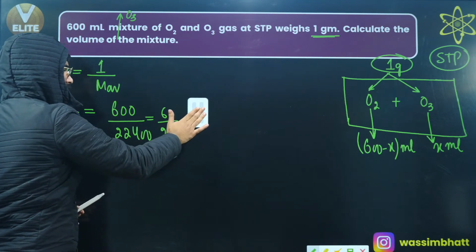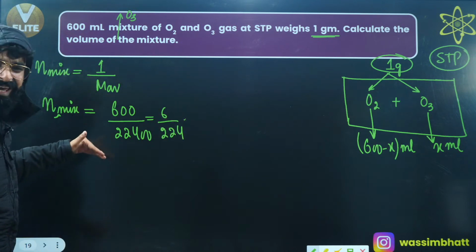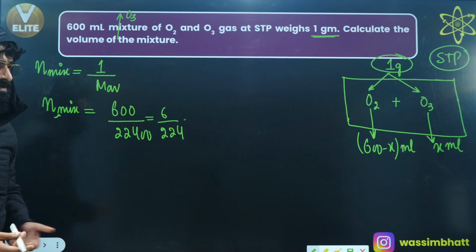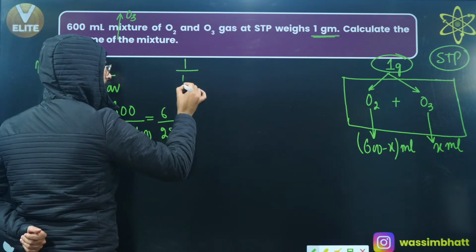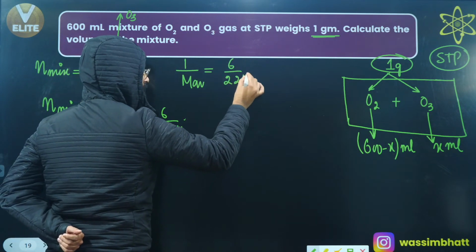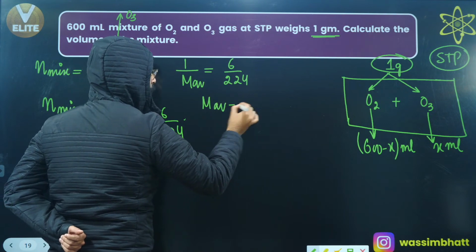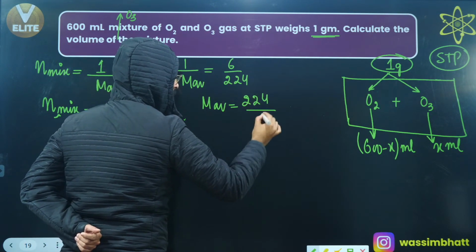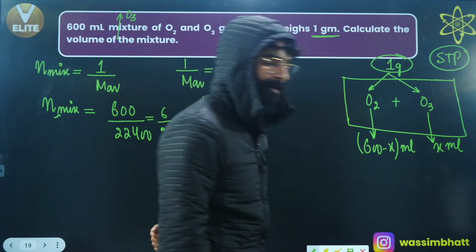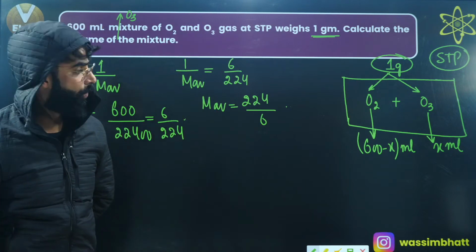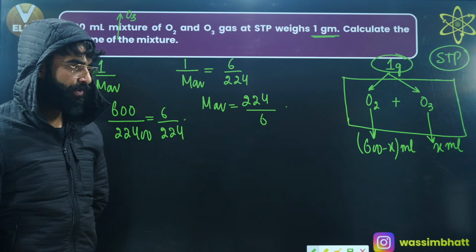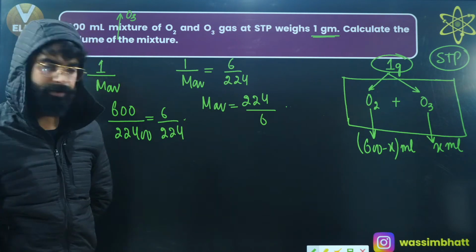So if both the terms are the same, can I directly equate the two? Absolutely, I can do that. I can write 1 upon MAV is equal to 6 upon 224. Can I say MAV is equal to 224 divided by 6? This is the average molar mass of the mixture which I got. But am I supposed to calculate the average molar mass of the mixture? No. I am supposed to calculate the volume of ozone in the mixture.